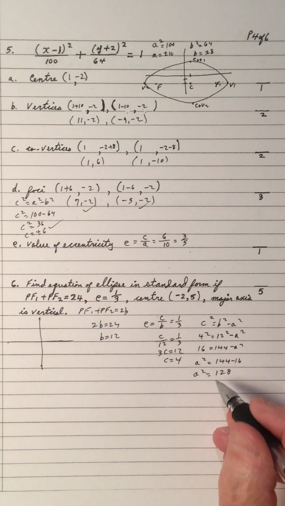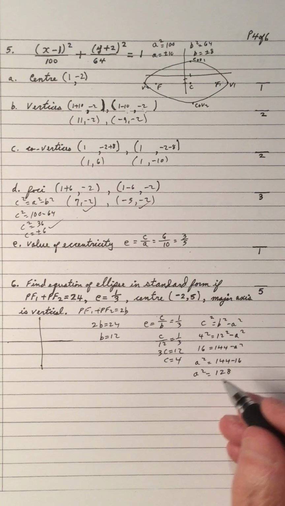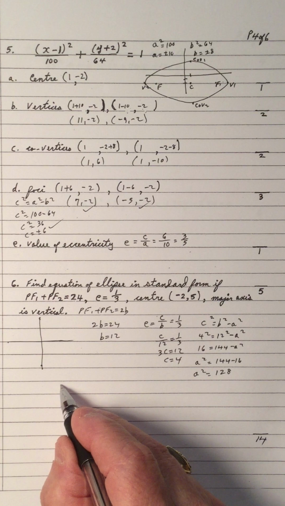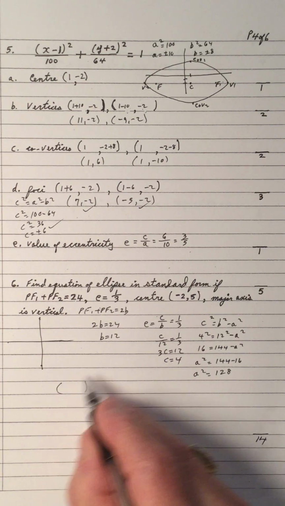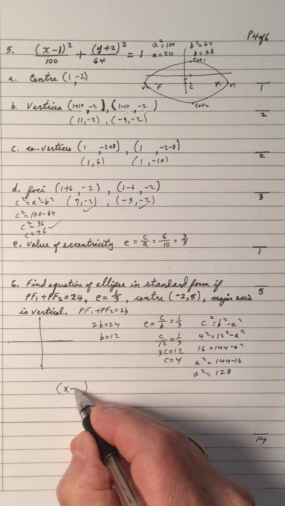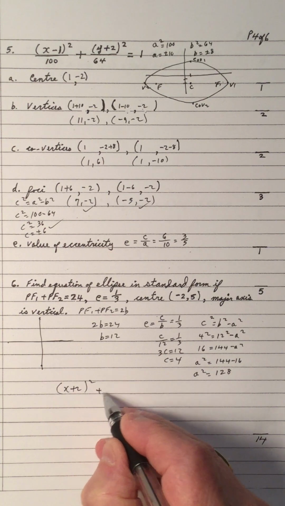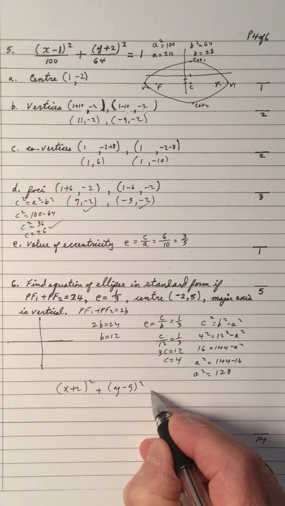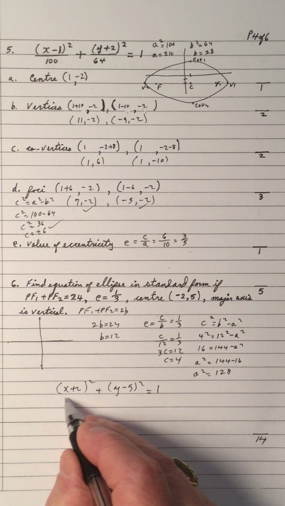So to get the equation, I don't need to find what a is because I just got a squared. So the center, here we go. The center is x minus h, so it's x plus 2 squared. We got a 5, so it's y minus 5 squared equals 1.